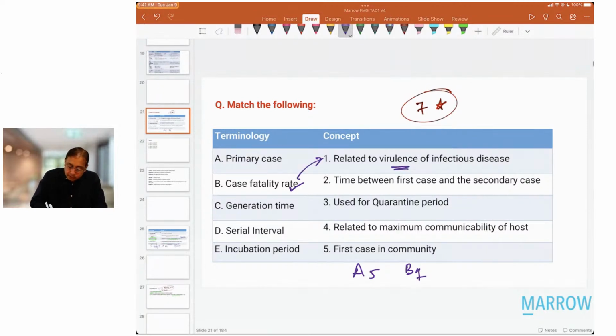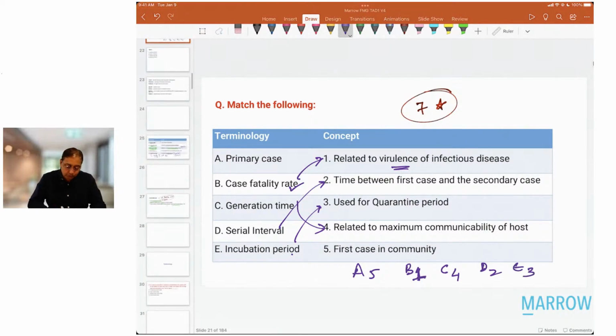Generation time is related to the maximum communicability of the host, that is C goes with 4. And then you have serial interval, that is D goes with 2. And incubation period is used for quarantine period, E goes with 3. So that is what this match the following is.